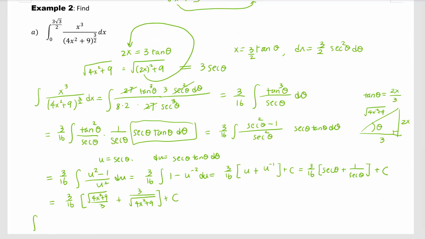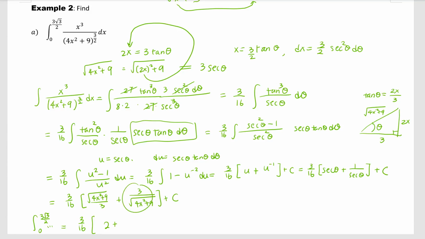And finally, we still need to plug in those bounds. So let's see. I don't have much space here, so I don't copy the whole function, right? Okay, let's just evaluate. Let's plug in. So I put dots here because I ran out of space. So here we plug in 3 root 3 over 2. So 3 root 3 squared is actually 27. 27 over 4 times 4. 4 cancel. 27 plus 9 is 36. Square root of 36, 6. 6 divided by 3, 2.